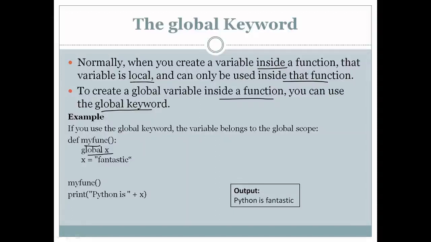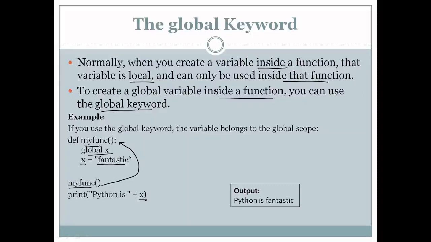The variable x is declared with the keyword global, which makes x a global variable. Even though it is declared inside the function, x is considered global. Then we have assigned x the value fantastic. Then we have called the function, my_function, which simply executes this, and once it executes, it creates a global variable and stores the value.